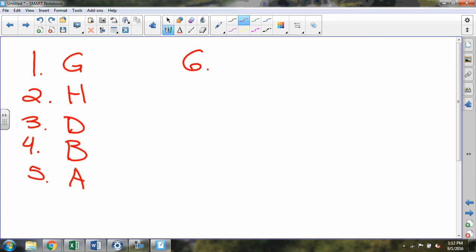Continuing further to number 6, we have to match the vocabulary again. One of 2 sides of a right triangle that form the right angle. Okay, it still wants to draw those circles for me. So we're looking at a right triangle, the right angle, one of the two sides that make up the right angle. Those are legs. And leg is choice G.